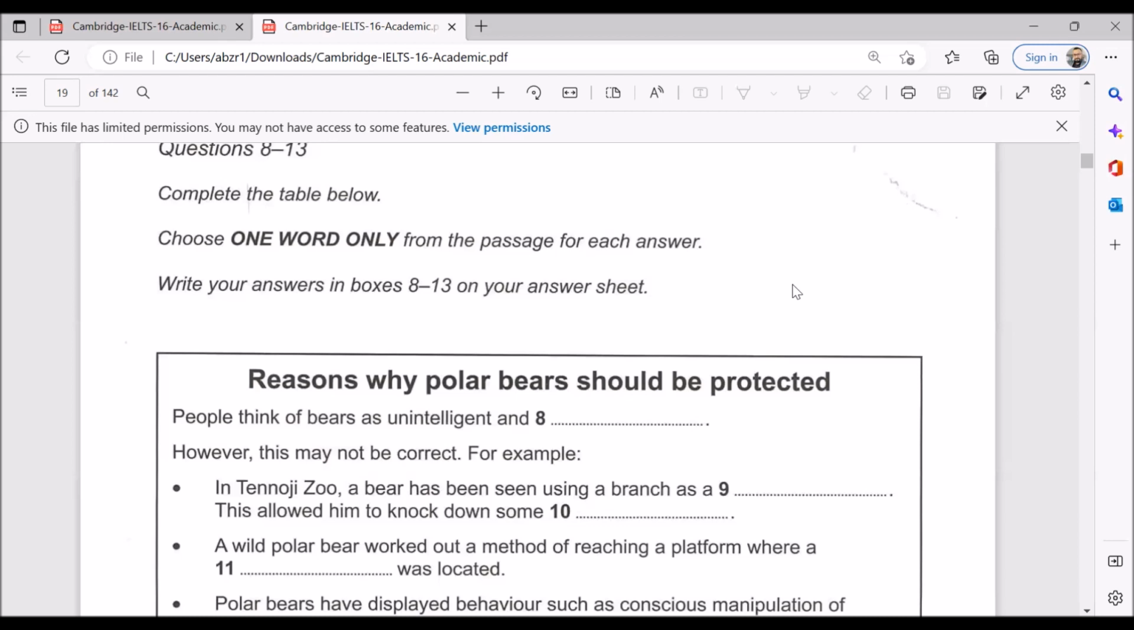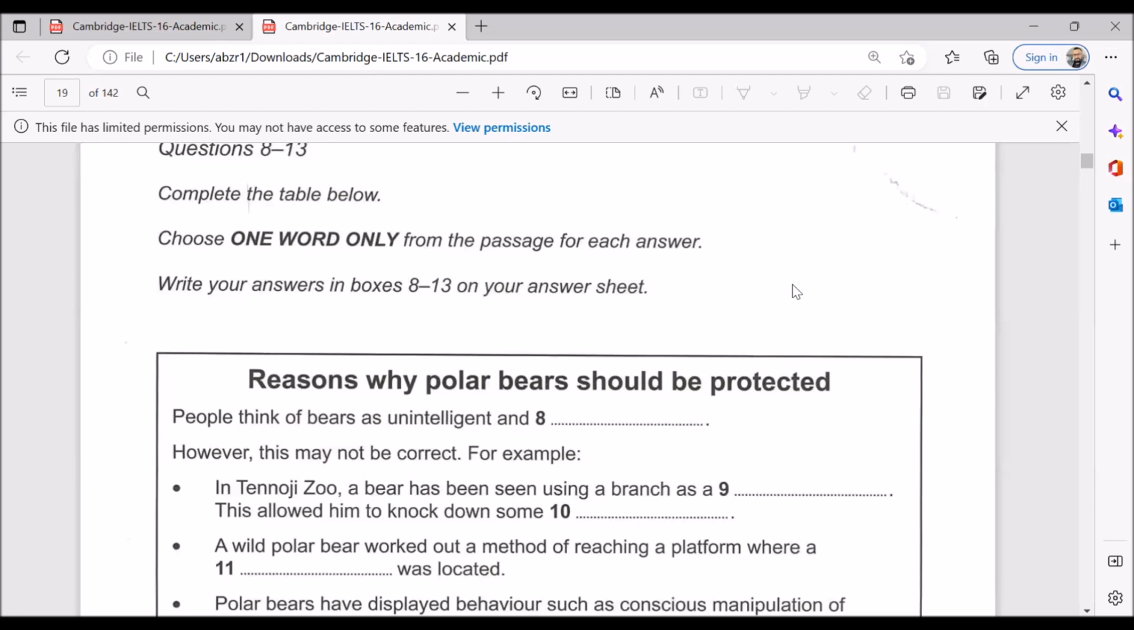Sometimes they say choose not more than one word, not more than two words, not more than three words. Whatever the instructions are, follow that. If they say not more than two words, then you can write either one word or two words, but you cannot write more than the words suggested in the instruction. Read this carefully always.